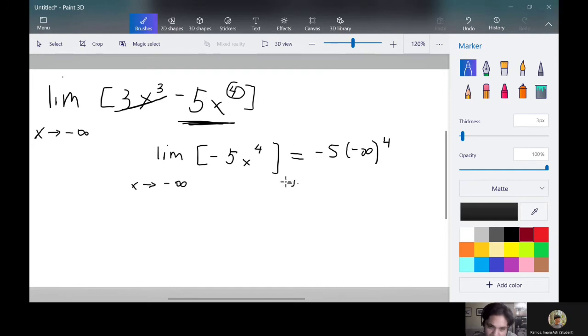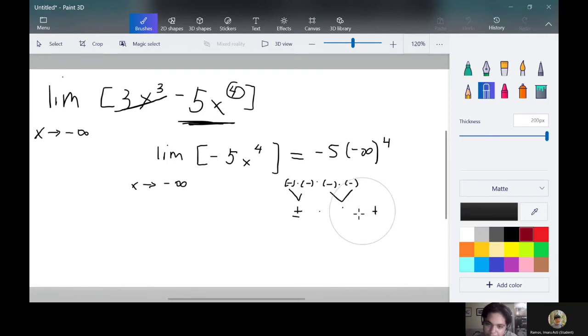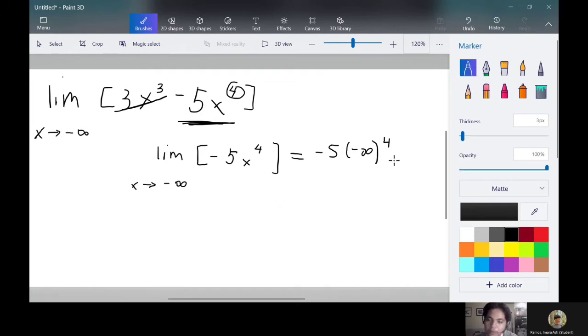negative times negative times negative times negative. Negative times negative is equal to positive. Negative times negative is equal to positive. And positive times positive is equal to positive. Now, we can write it as negative 5 infinity.